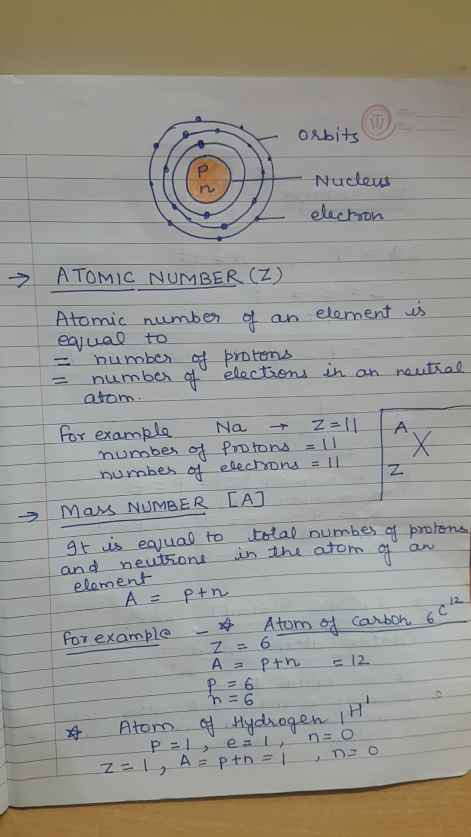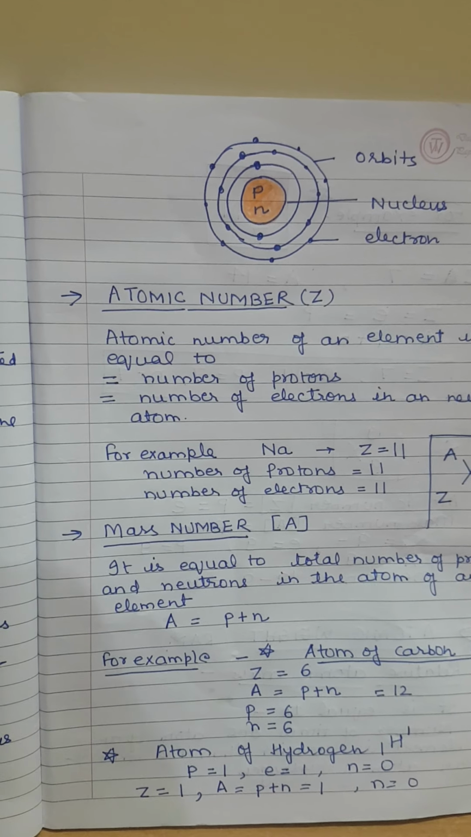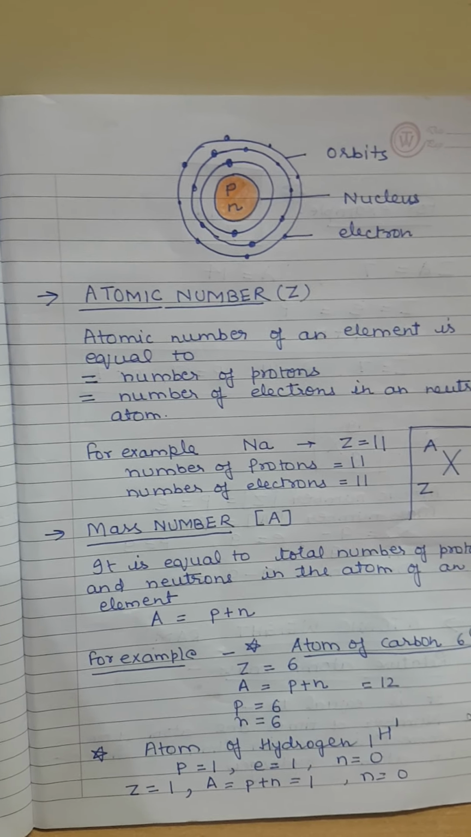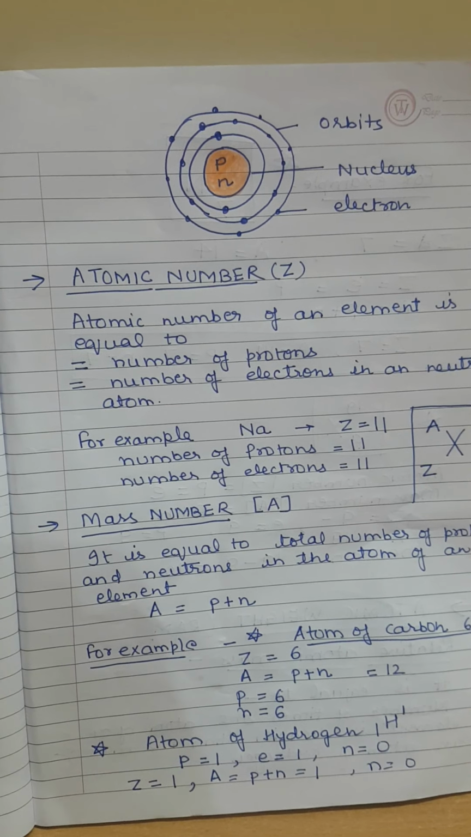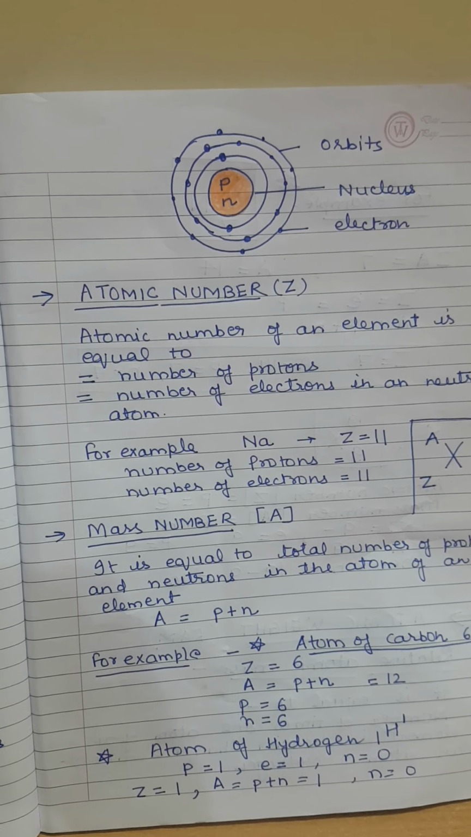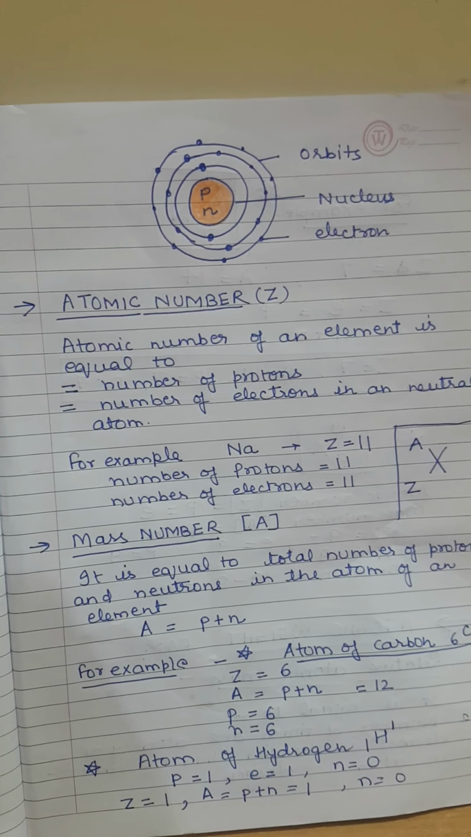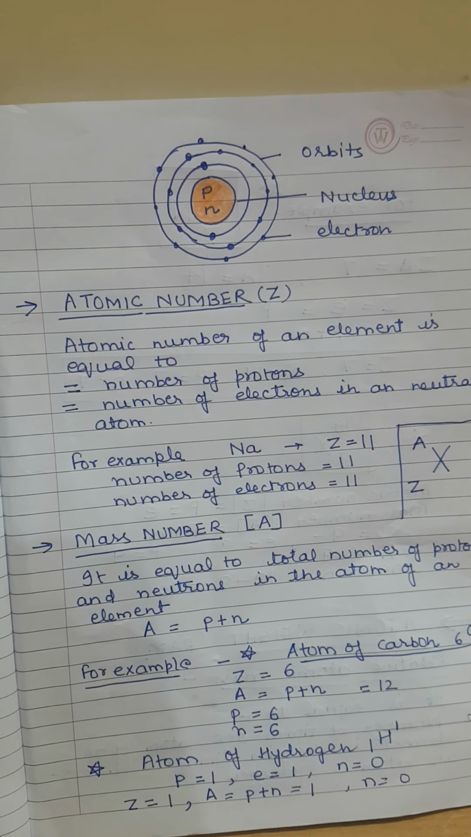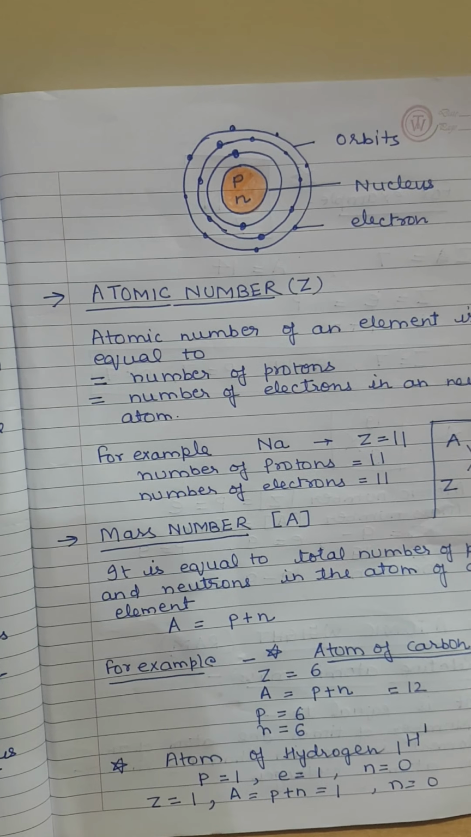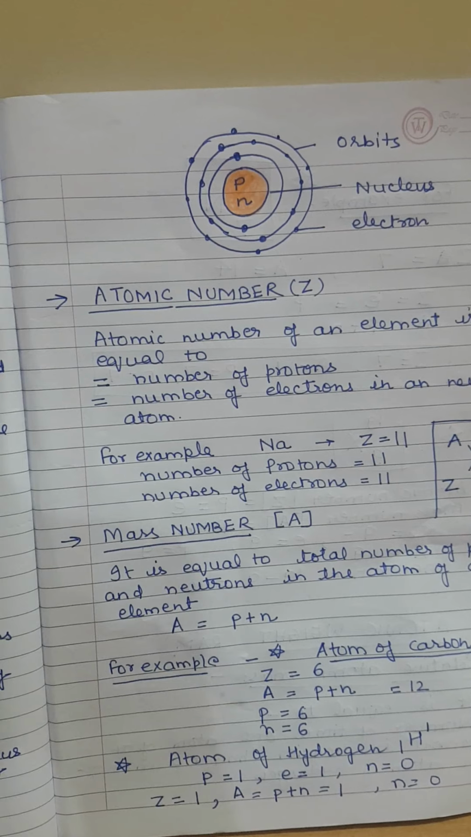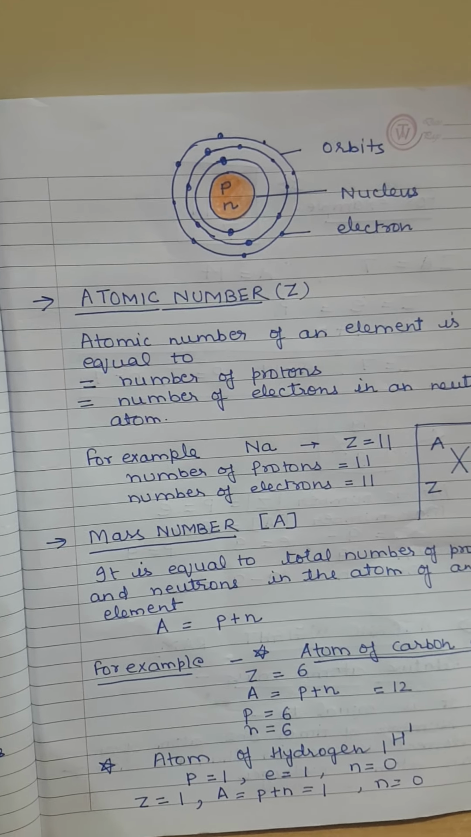This is a diagram. If you see, in the middle the orange colored nucleus is present, in which protons and neutrons are present, and here electrons revolve around the nucleus in an imaginary path called an orbit. So, in this diagram you can see the nucleus in which protons and neutrons are present and electrons revolving around the nucleus in a fixed path, that is called a shell or orbit.